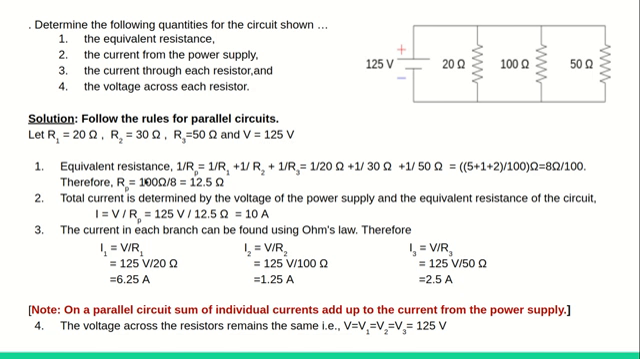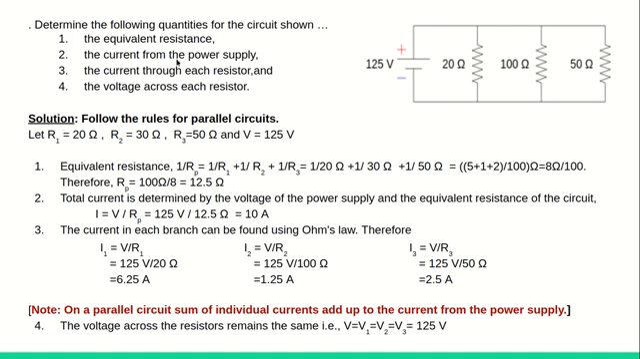Now the equivalent resistance here we need to find out, that is 1 by Rp, which is equal to 1 by R1 plus 1 by R2 plus 1 by R3. Applying the values for R1, R2 and R3, we get 1 by 20 ohm plus 1 by 30 plus 1 by 50, which is equal to 8 by 100. That is 1 by Rp is equal to 8 by 100. So if you take a reciprocal on both the sides, you get Rp is equal to 100 by 8, which is 12.5 ohm.